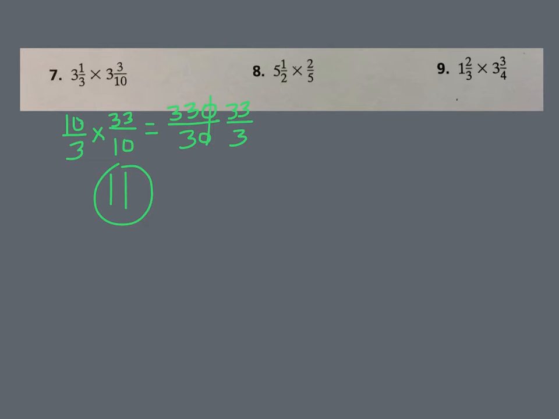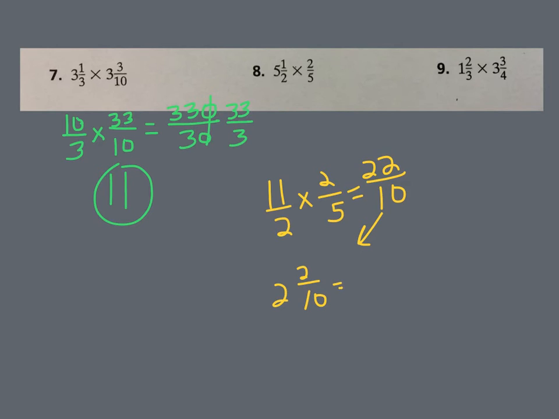For number 8, 5 1/2 is going to become 11/2 times 2/5. I'll multiply across. 11 times 2 is 22. 2 times 5 is 10. 22 tenths is going to become 2 2/10, which simplifies to 2 1/5.